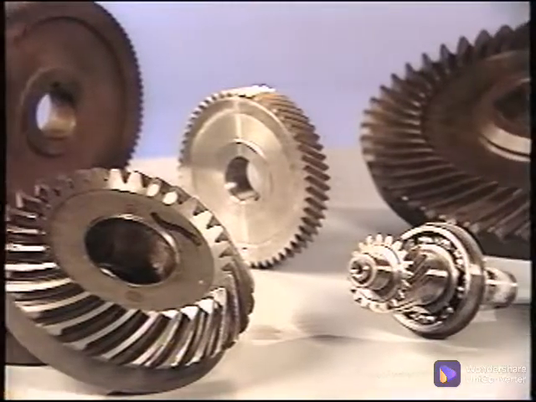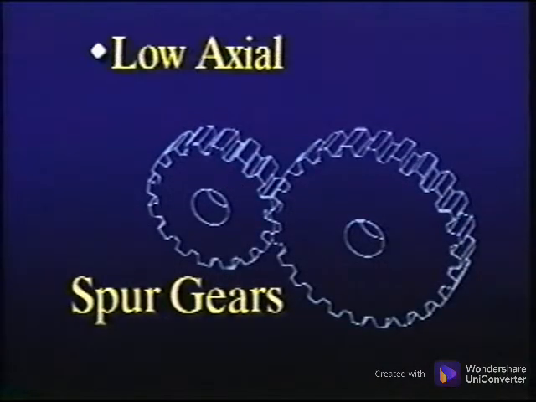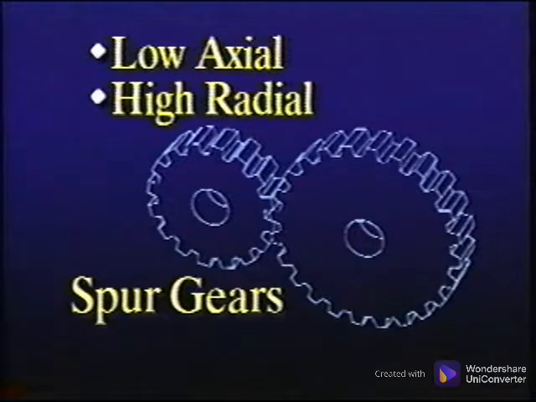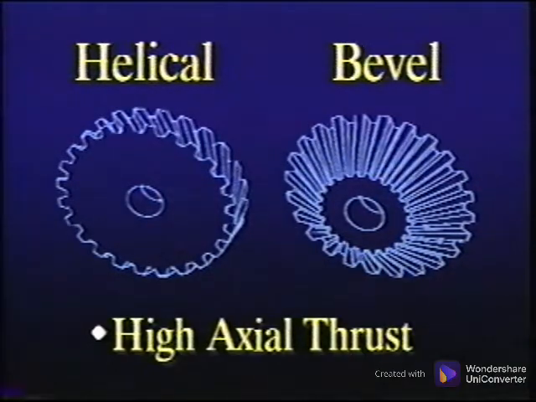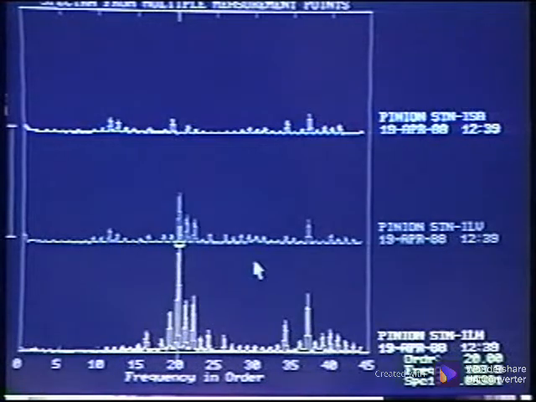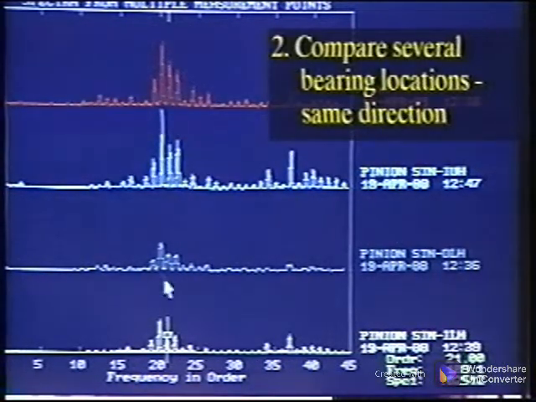We have pointed out that the various types of gears will tend to show up best in certain directions. The spur gear has very little axial motion, so the radial measurement points tend to be best for analyzing them. Helical and bevel gears tend to show the most information in the axial direction due to their axial thrust. For analyzing gear drives, sometimes the quickest method to determine where to start is by comparing points. Compare the measurement points from one bearing location and select the ones with the highest amplitudes or most information. Next, compare points of the same direction from several bearing locations. This approach can help you zero in on the problem area and save time.